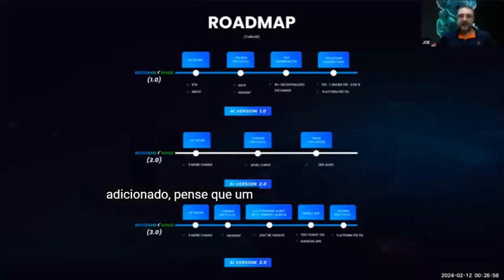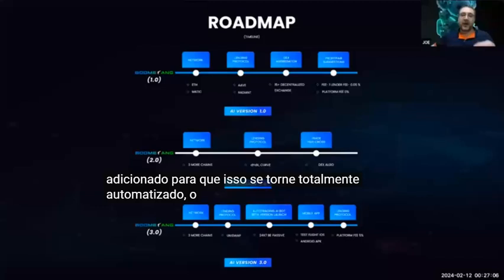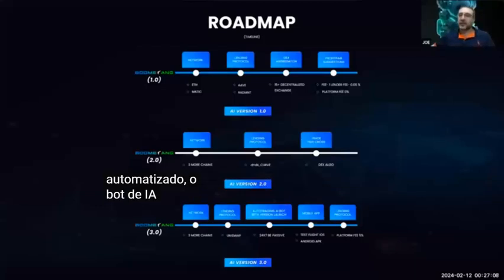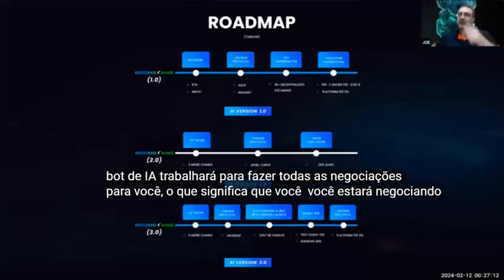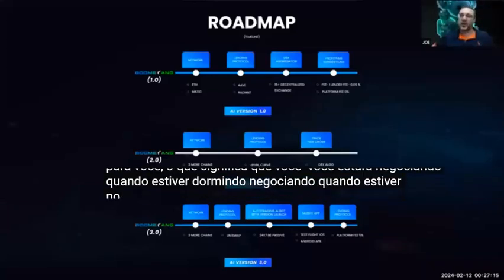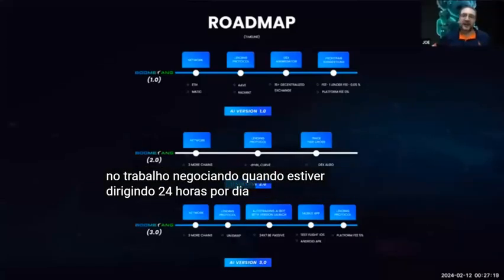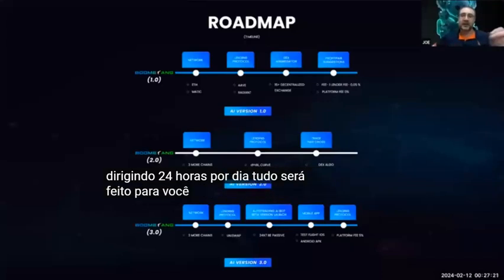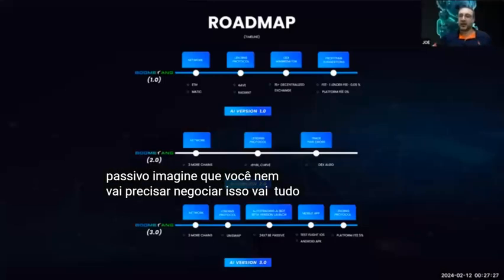Think about that. An AI bot to be added so that this will become fully automated. The AI bot will work to do all of the trading for you, which means you'll be trading when you're asleep, trading when you're at work, trading when you're driving, 24 hours a day. It will all be done for you, 24/7 passive. Imagine that. You're not even going to have to trade. It will all be done for you.